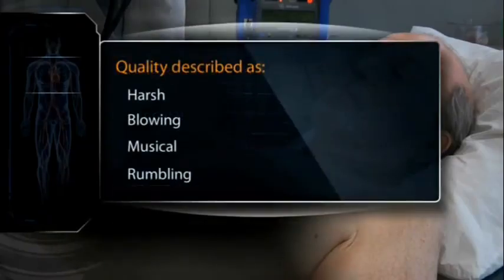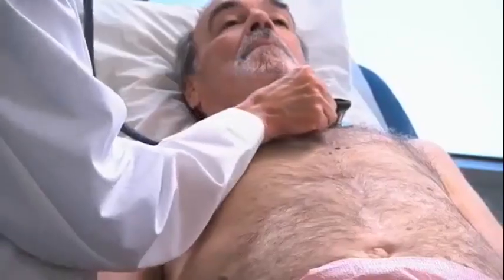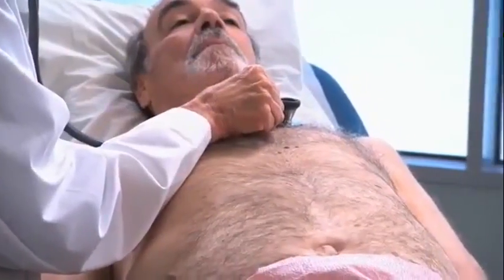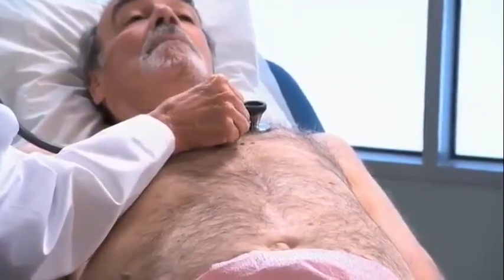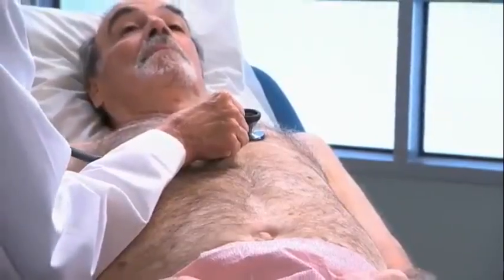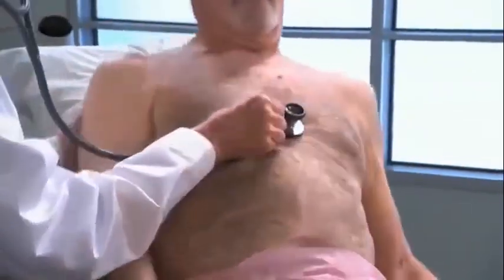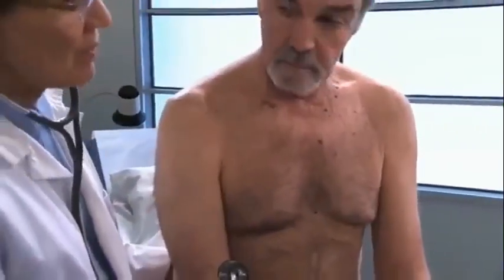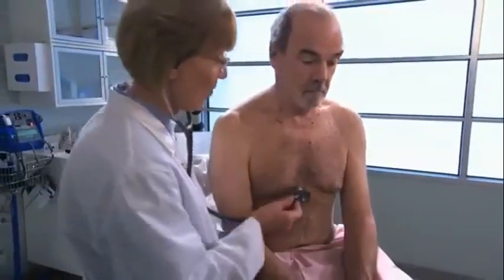The quality of a murmur is described in terms such as harsh, blowing, as in aortic regurgitation, musical, as in some murmurs of mitral valve prolapse, or rumbling, as in mitral stenosis. To better detect the more subtle diastolic murmurs of aortic regurgitation and mitral stenosis, you should routinely use 2 maneuvers. The first maneuver is performed with the patient sitting up and leaning forward. This maneuver enhances detection of aortic regurgitation by moving the left ventricle closer to the chest wall.